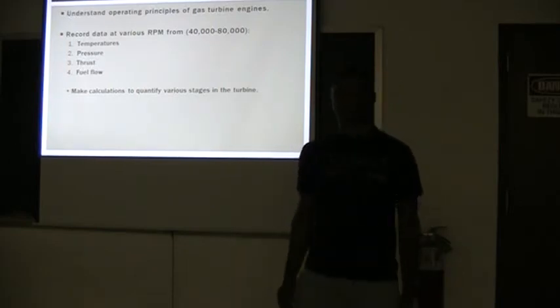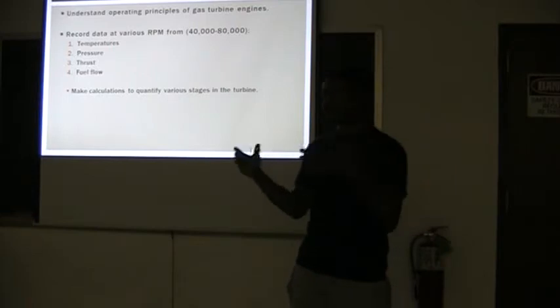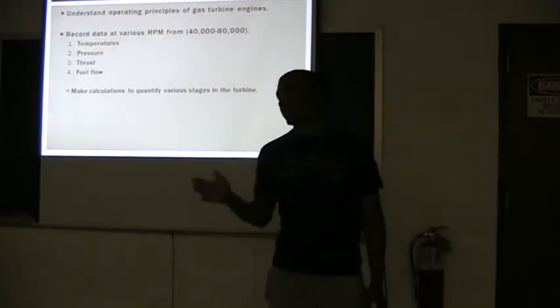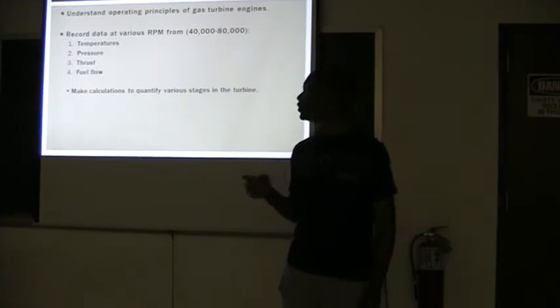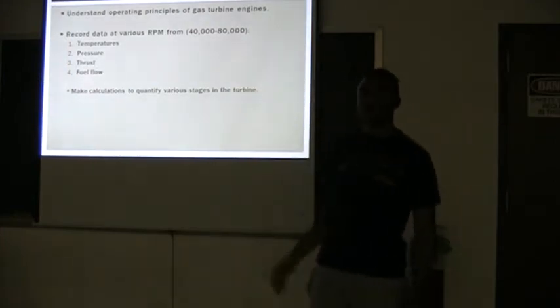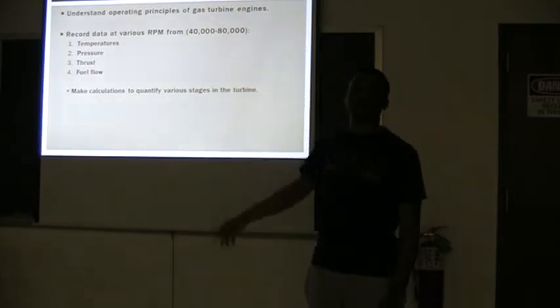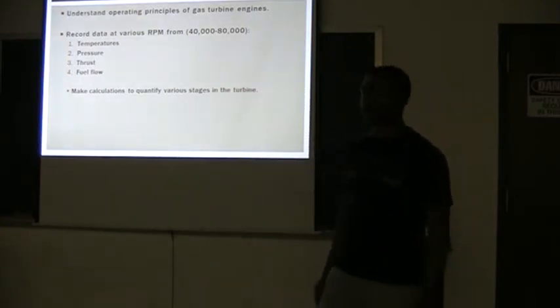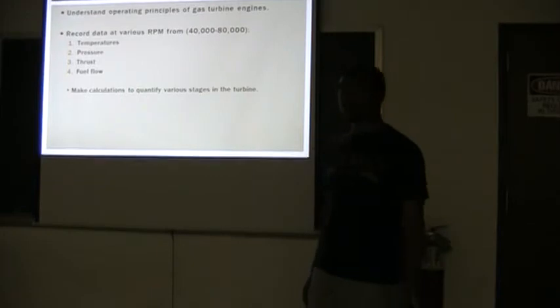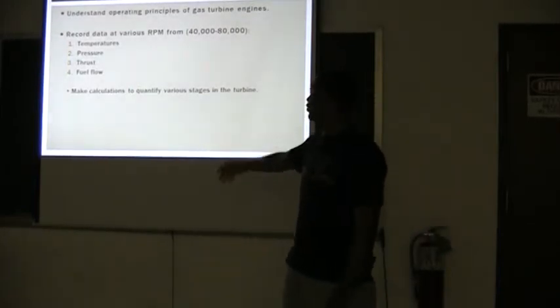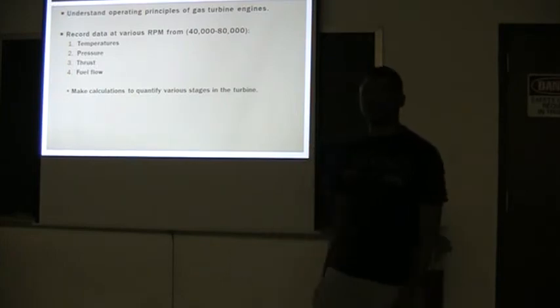The objectives of the experiment were to understand the operating principles of the gas turbine engine, and we were asked to record data for various RPMs. The PDAC program recorded temperatures, pressure, thrust, and fuel flow at different points in the gas turbine system. With that data, I had to make calculations to quantify different things at various stages.